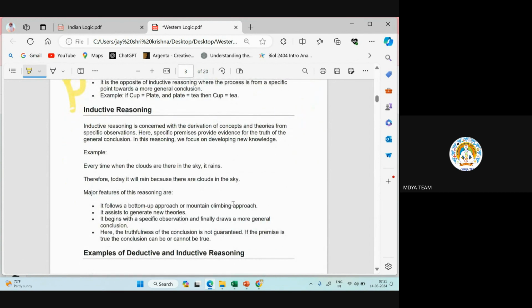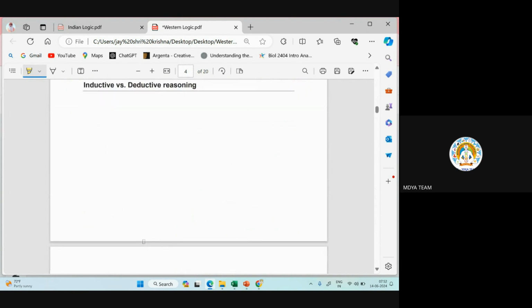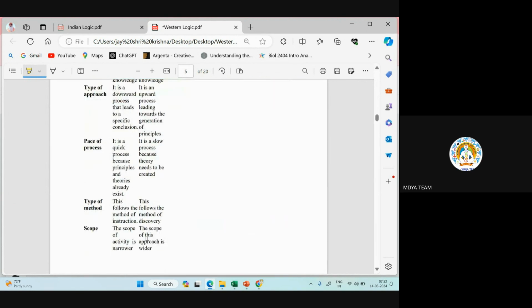Okay. Inductive reasoning follows the bottom-up approach or mountain climbing approach. You are going from particular cases to general cases. So it is known as bottom up. From bottom to up you are going. It assists in generating new theories. It begins with a specific observation and finally draws a more general conclusion. Here the truthfulness of the conclusion is not guaranteed. If the premises are true, the conclusion can be true or cannot be true. So this is deductive and inductive reasoning.